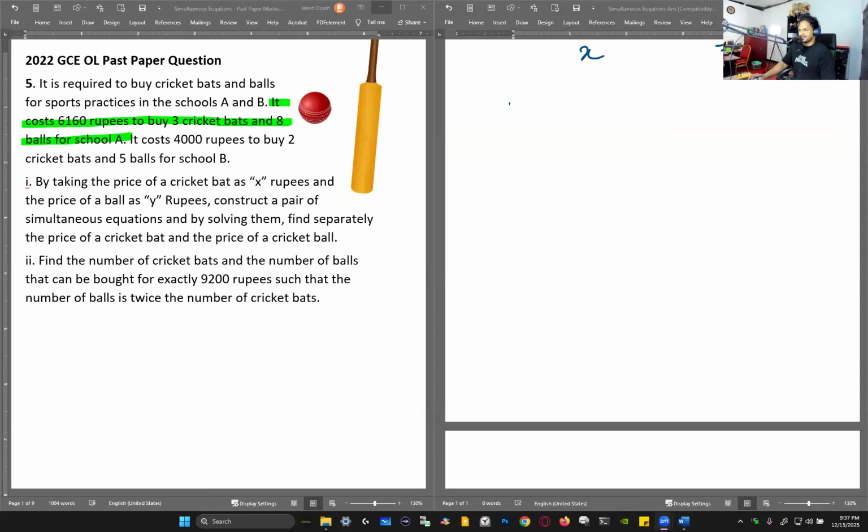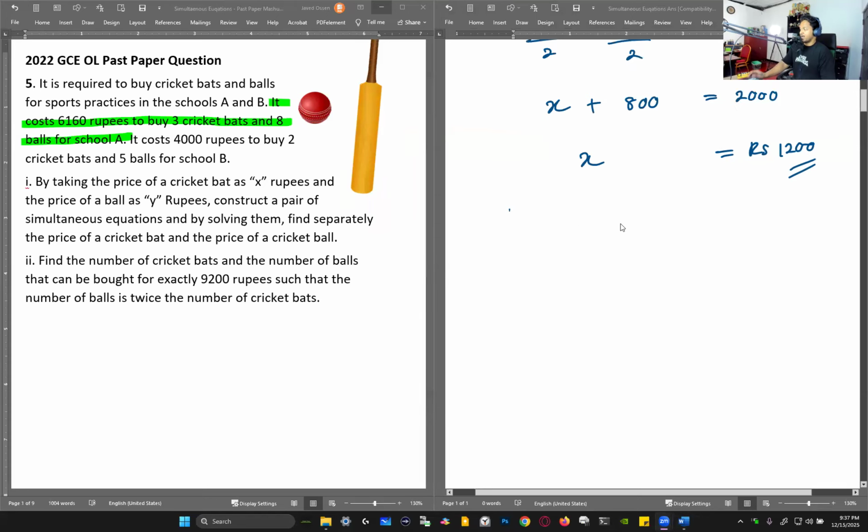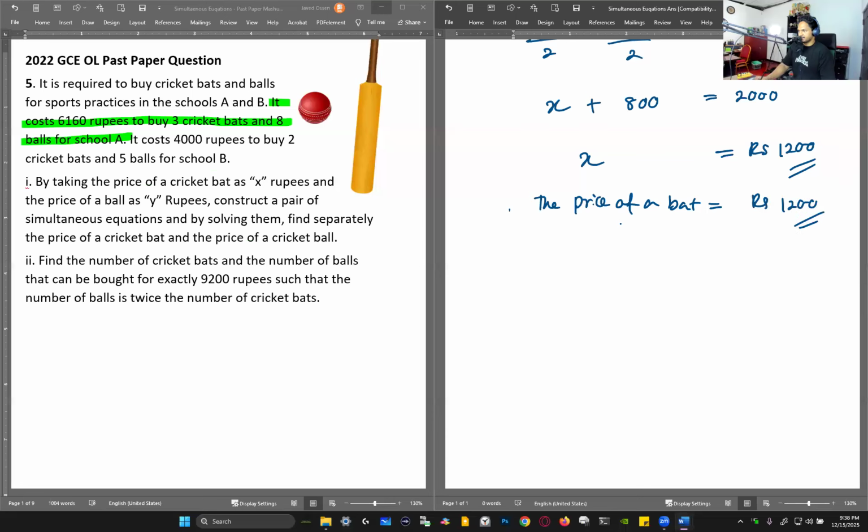There's another part as well. So I have to also write the price of a bat. If you want full marks, you must write this. That's how the marking scheme is. The price of a bat equals rupees 1200. Love it, love it, love it.